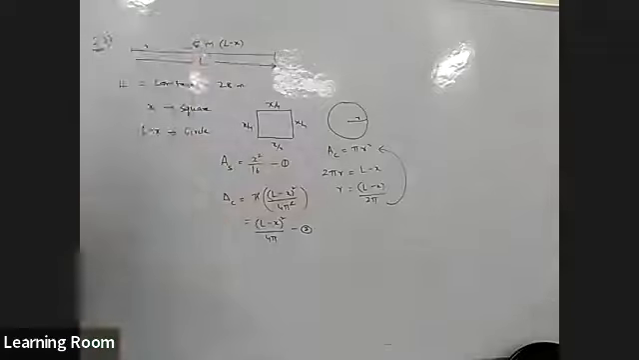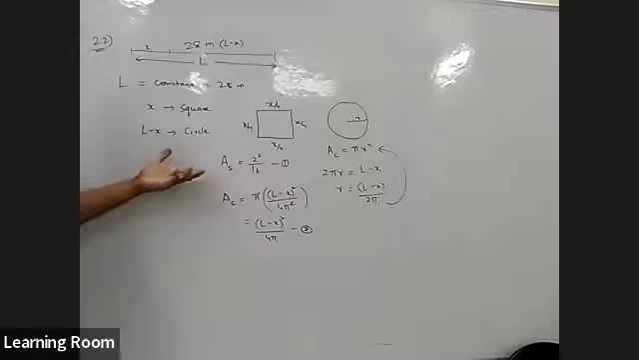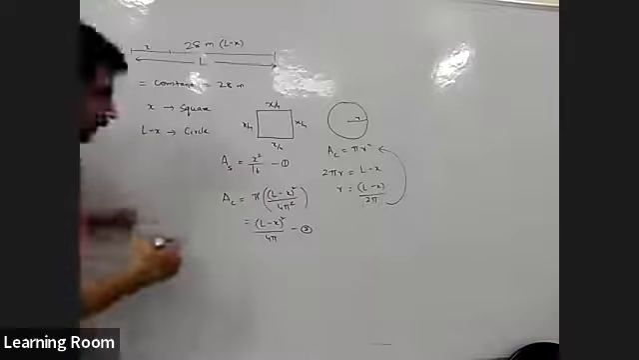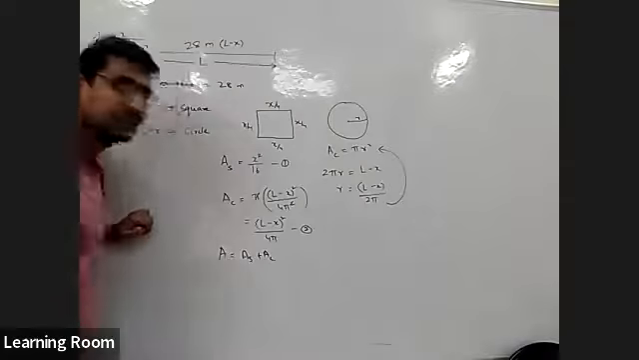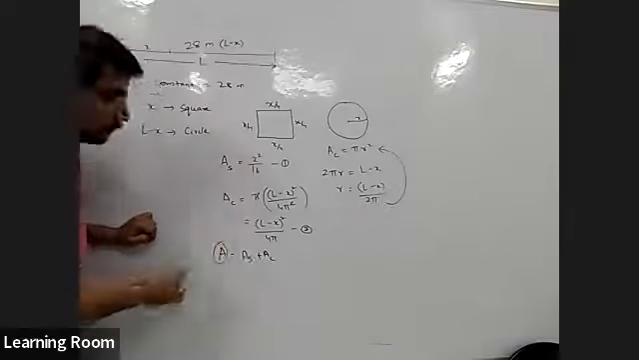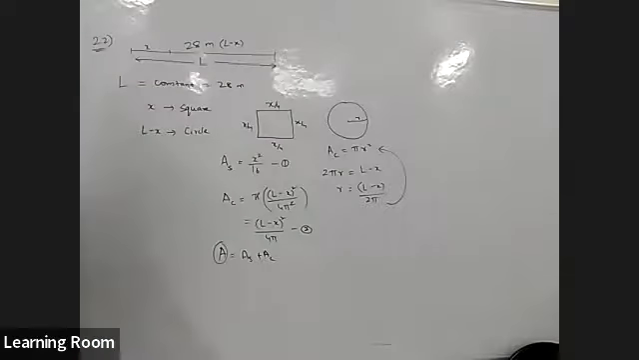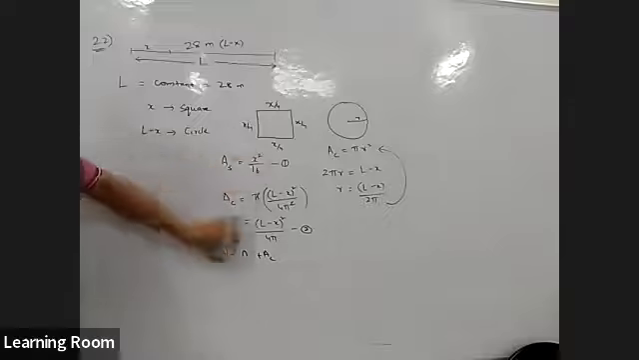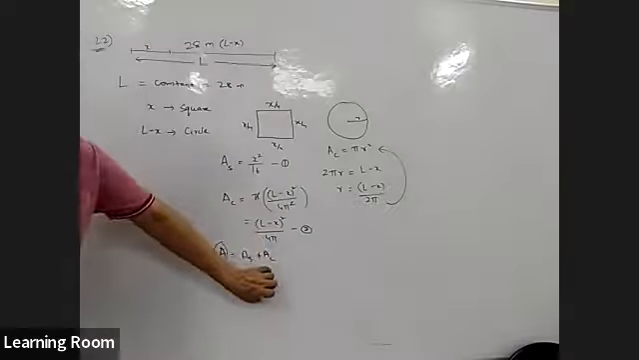Now what are they asking? The combined area, that is area of square plus area of circle, should be the least. Correct? Or minimum, whatever you call it. So I'll call A is equal to AS plus AC. So A should be minimum. Now look at it. Is A a function of one variable or two variables? x square by 16 plus L minus x the whole square divided by 4 pi.